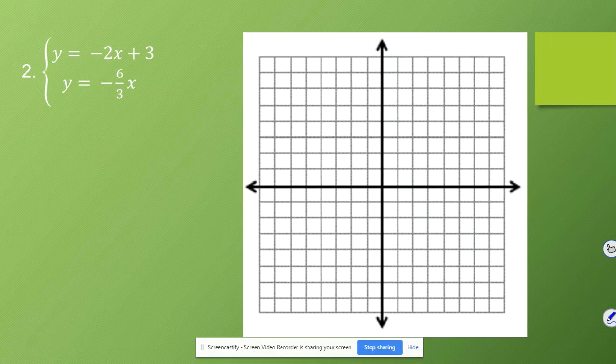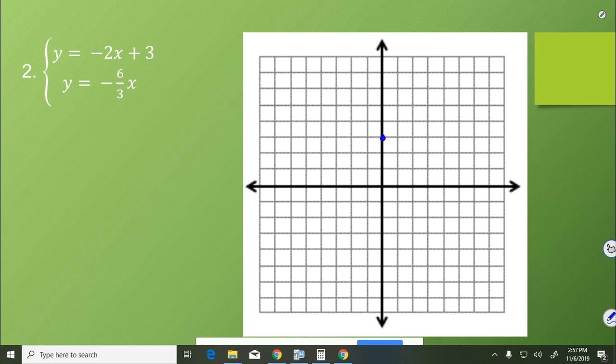So here we have two equations. They look different, but let's see what happens when we graph them. Y equals negative 2x plus 3. We start at 3 on the y-axis because the y-intercept is 3, and then we go down 2 over 1 since the slope is negative 2, or up 2 to the left 1.